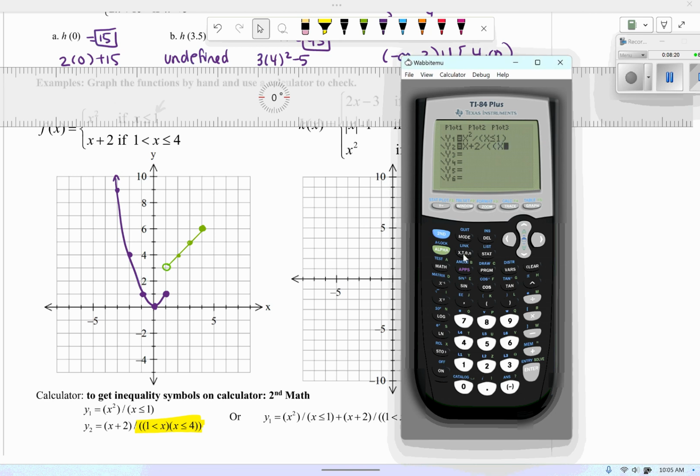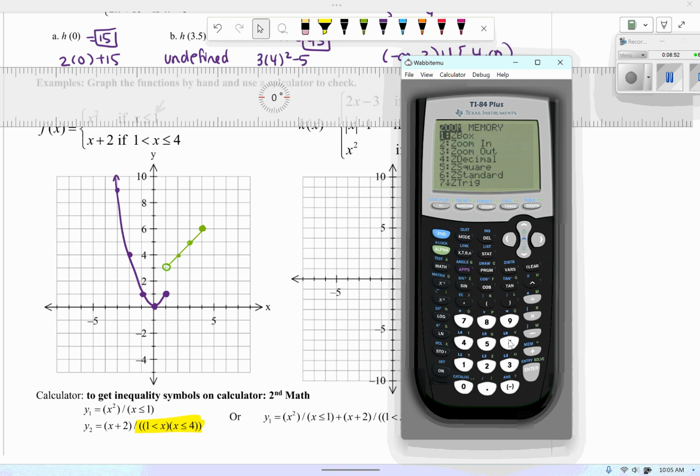We have 1 first, it doesn't matter. Second math to get those inequalities: less than is number 5, x, and then close parentheses, parentheses, x is greater than or equal to. Second math, and greater than or equal to is number 4, and that would be 4. Then don't forget to close those parentheses. So if we do that, I'm going to hit zoom 6. Zoom 6 is a standard window.